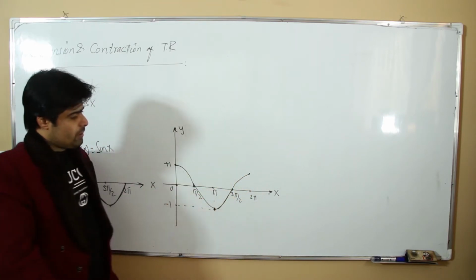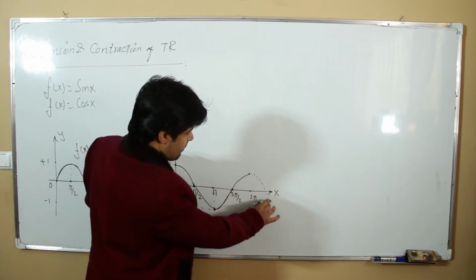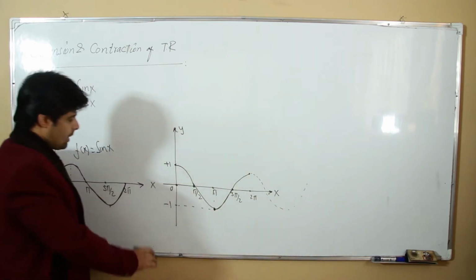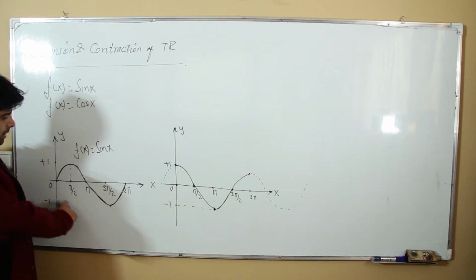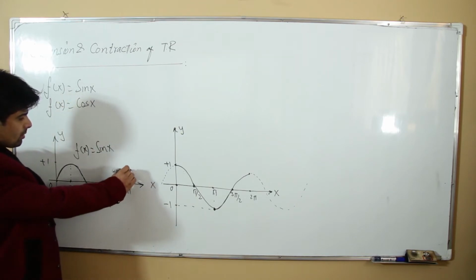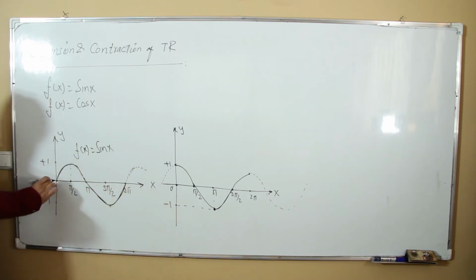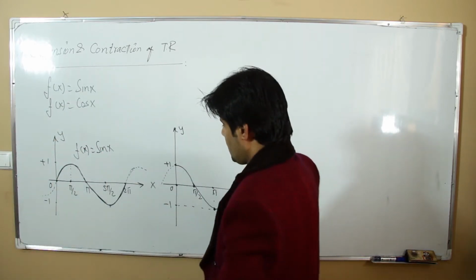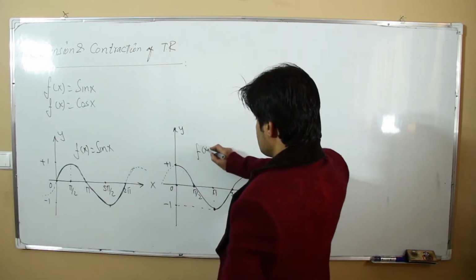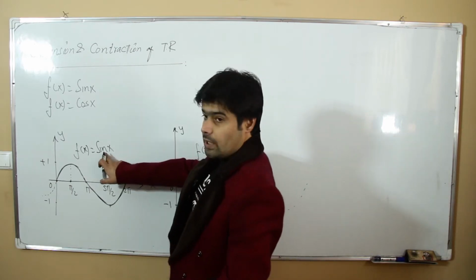This is the graph of the cosine. After 2 pi we have the remaining part like this, and before 0 it is also like this. After 2 pi it repeats the same, and here also. Am I right or not? This is f(x) = cos x, and this one is sin x.